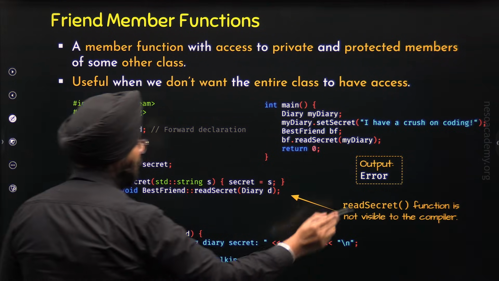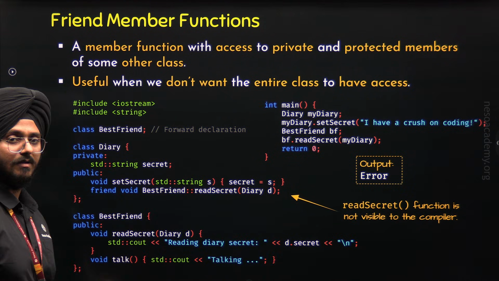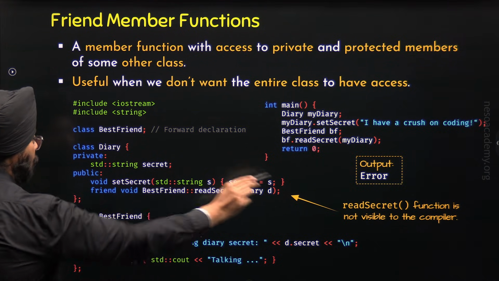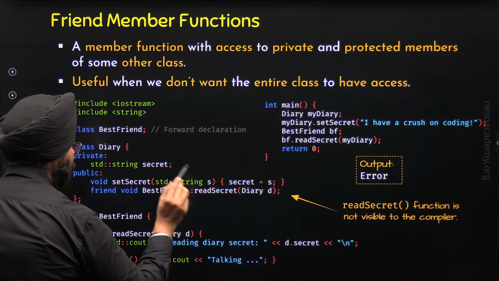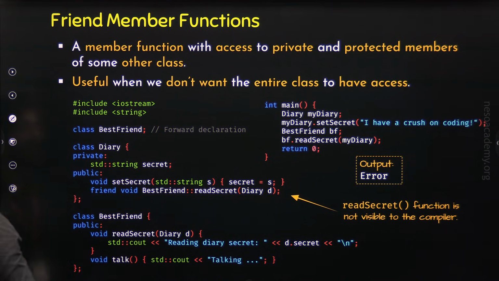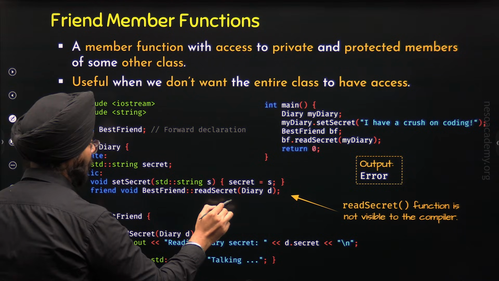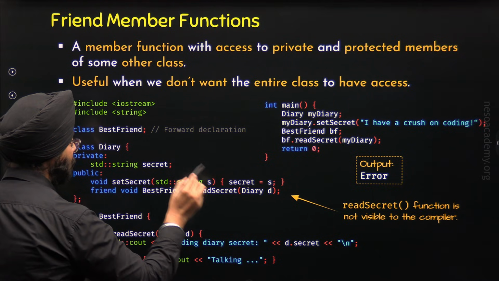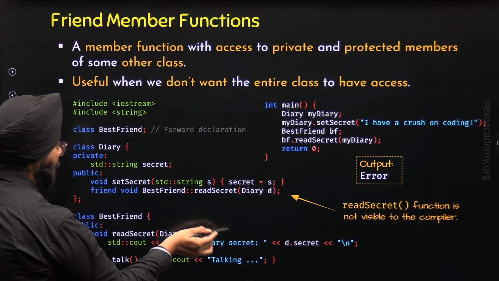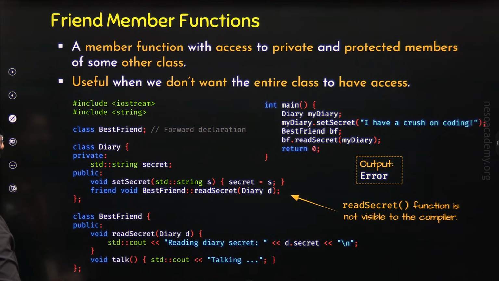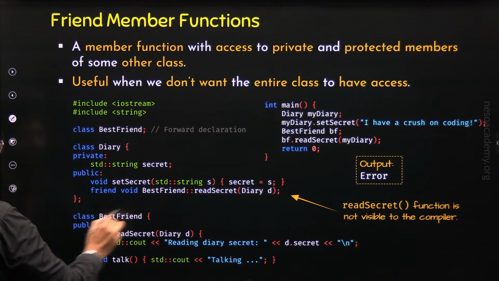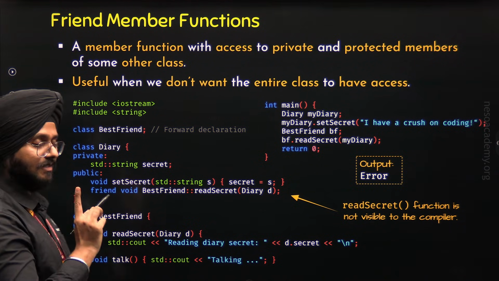This function is currently not visible to the compiler. I mean to say that the definition of this function is not visible to the compiler at this point. This is because the compiler reads the code from top to bottom. And when it encounters this line, it will throw the error because the definition of this function is not available before this declaration. Its definition is available after its declaration, that is over here in this class. This is the problem.